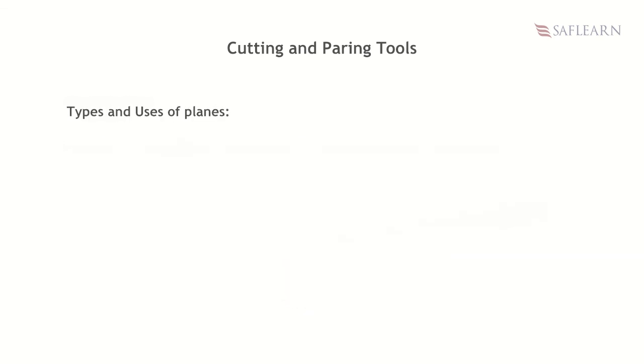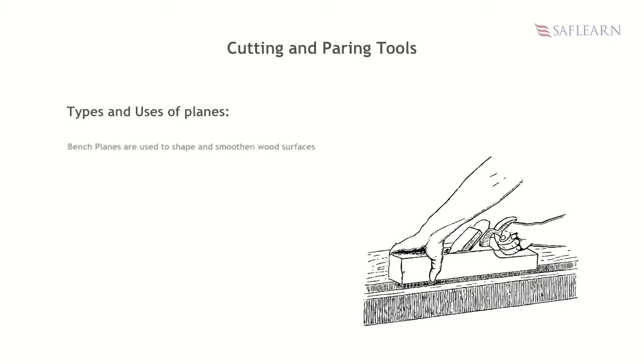Types and uses of planes. Bench planes are used to shape and smoothen wood surfaces. Bench planes are jack plane, trying plane, smoothing plane, block plane, and spokeshave.